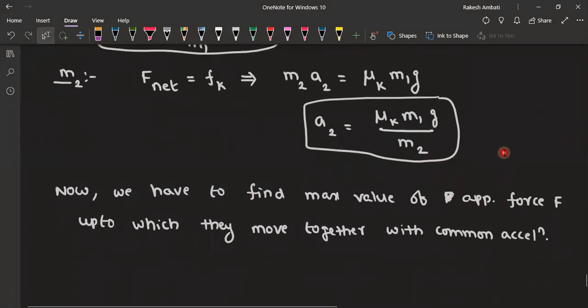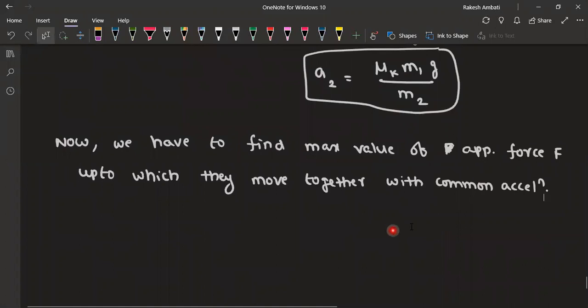Now we are finding the maximum value of applied force up to which they are moving together with a common acceleration. So they are moving together with a common acceleration means which friction, static or kinetic? Static. In this case, this is static frictional force, and we are finding the maximum value of applied force. Then Fs, which condition do we have to follow? Fs equals Fs maximum. Perfect.